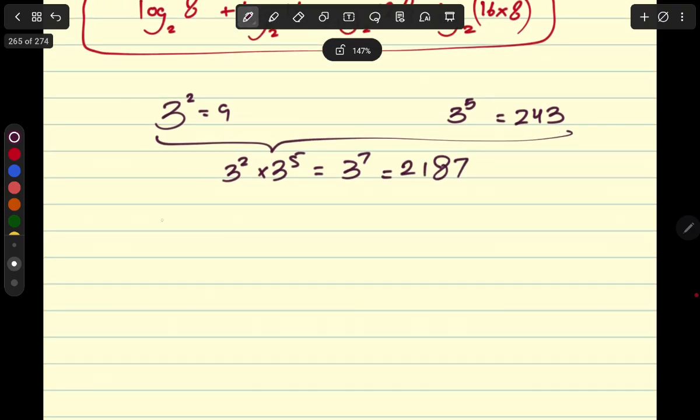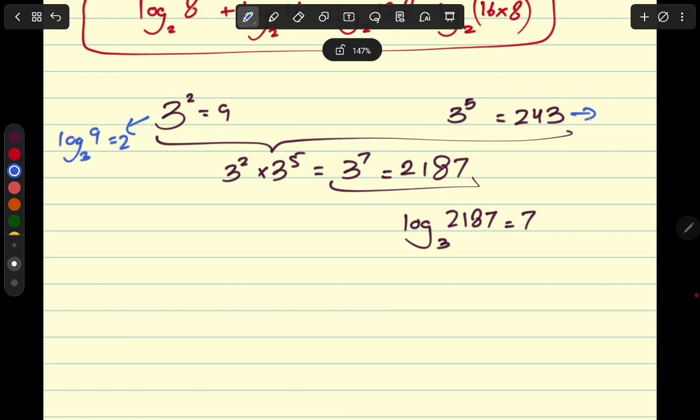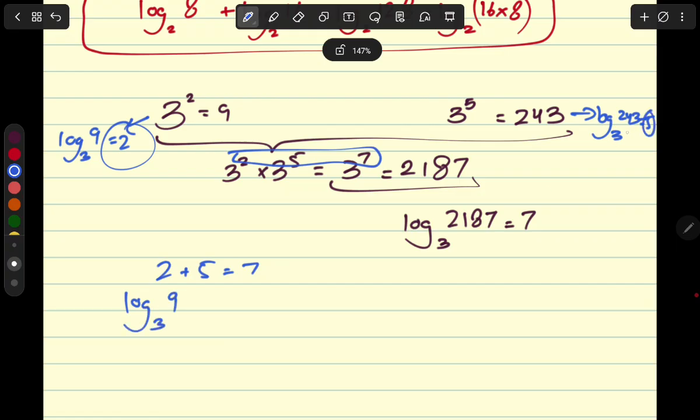So I can rewrite this as log 2187 to the base of 3 is 7. And I can rewrite this as log 9 to the base 3 is 2, and log 243 to the base 3 is 5. Now we can see that 2 plus 5 is 7. So let me replace this 2 with log 9 to the base 3, this 5 with log 243 to the base 3, and this 7 by log 2187 to the base of 3.